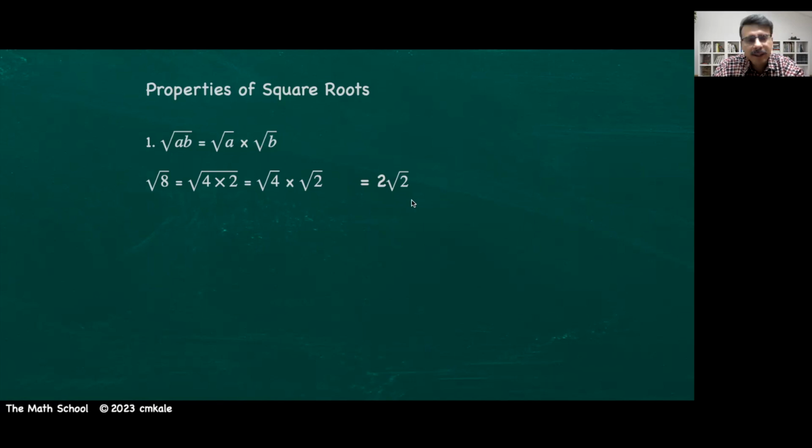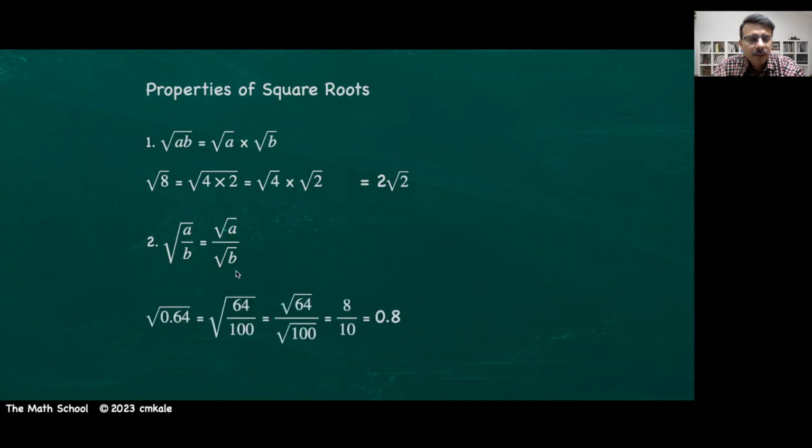Let us look at the next property. If there is a number which is expressed in this form, A upon B, then it can also be written as square root of A upon square root of B. Let's look at another example.